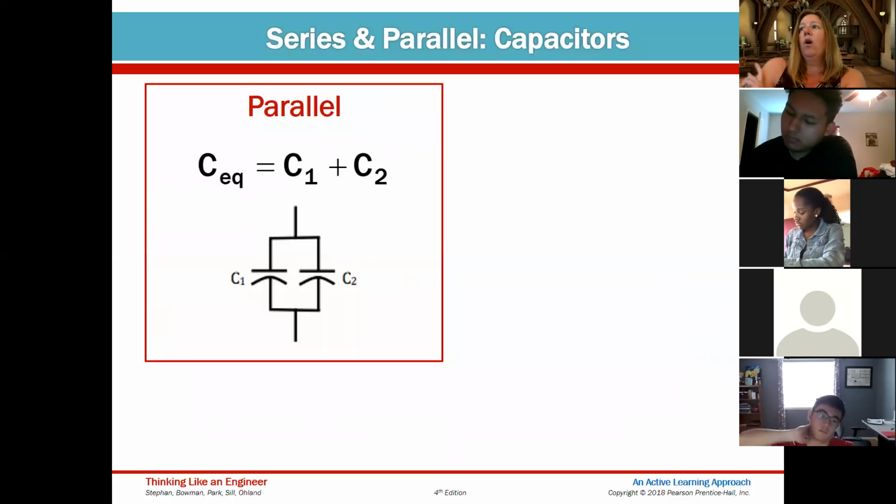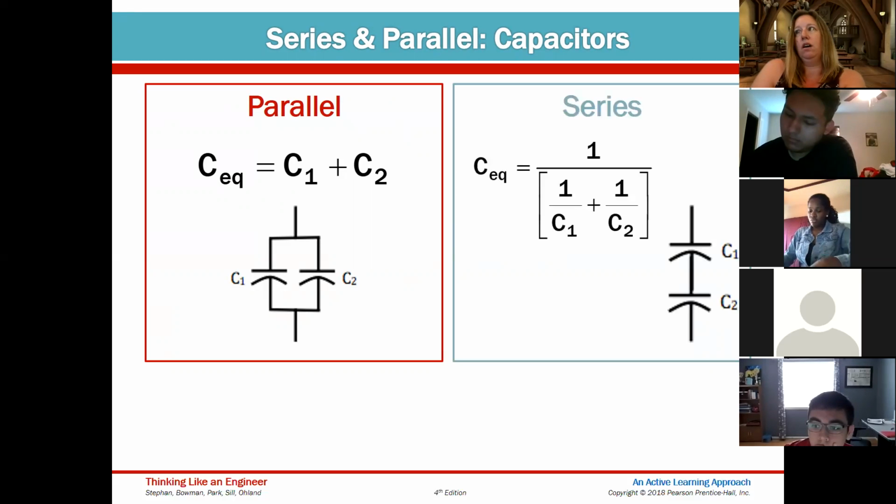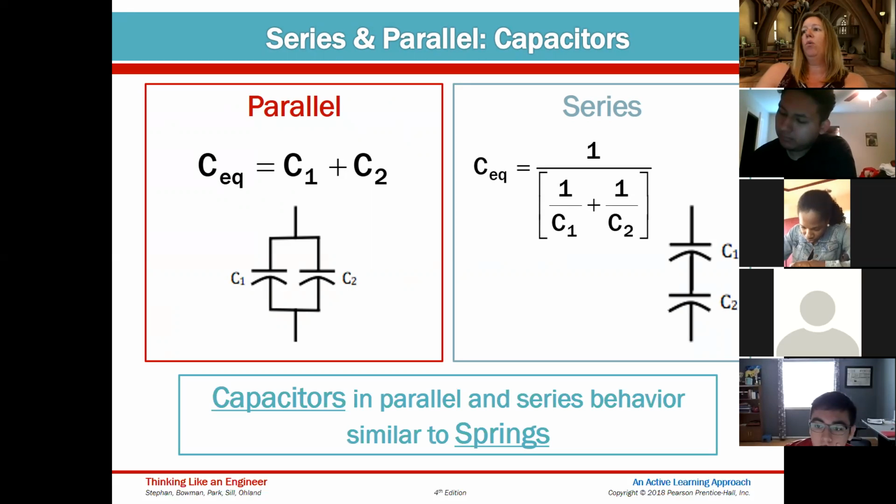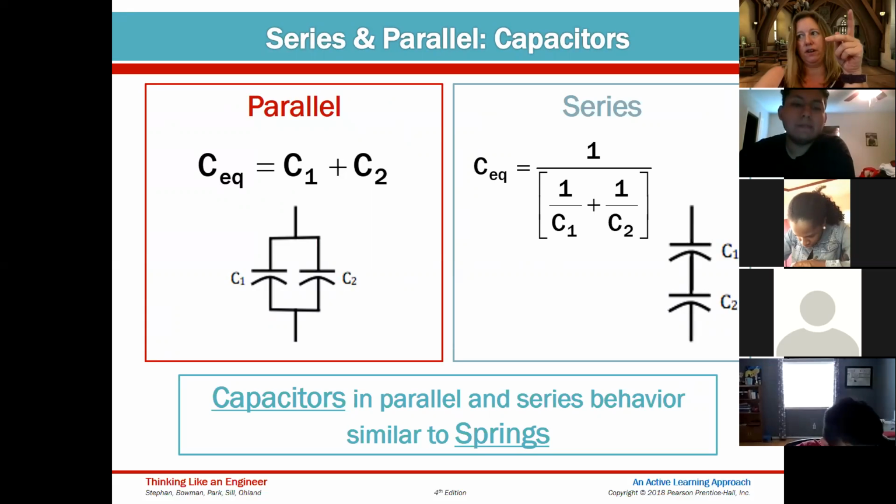When we put capacitors in parallel, our equivalent capacitance looks like our resistors in series, where we add the two. So this is actually opposite of our resistors. When we put them in series, we now use 1 over the sum of the inverses of the two capacitors. Capacitors in parallel and series behave similar to springs. So springs and capacitors are very similar, and resistors and inductors are very similar.